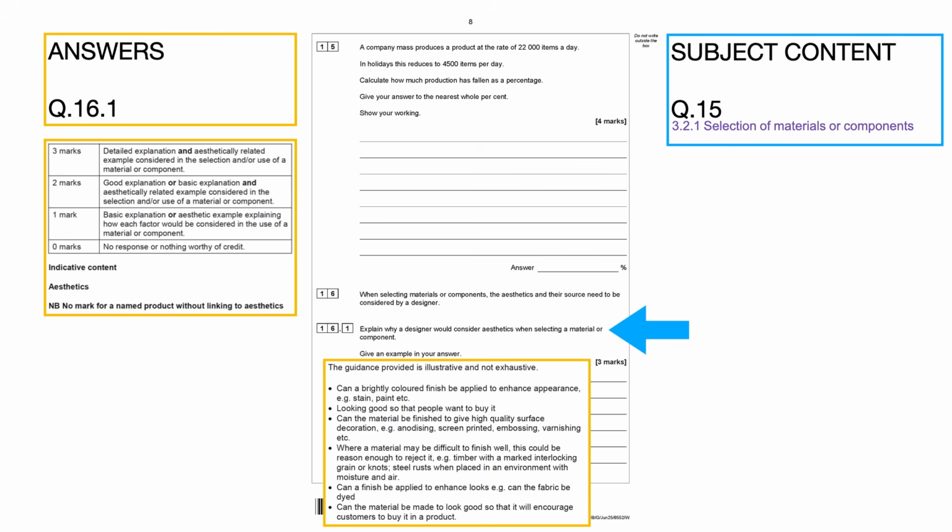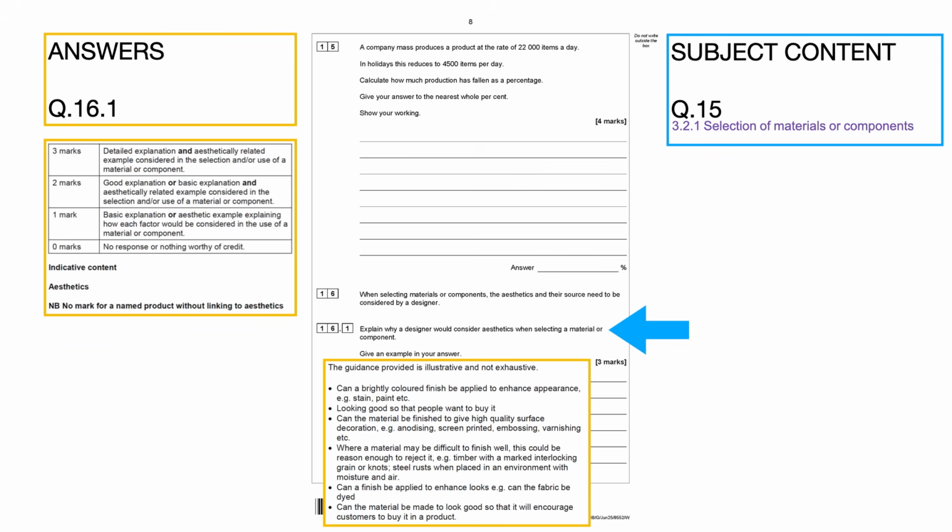Number 3, can the material be finished to give a high quality surface decoration? For example, can it be anodized, screen printed, embossed or varnished? Number 4, where a material may be difficult to finish well, this could be reason enough to reject it. For example, timber marked with interlocking grain or knots. Steel rusts when placed in an environment with moisture and air, for example.